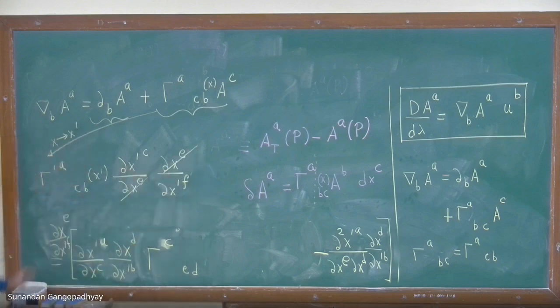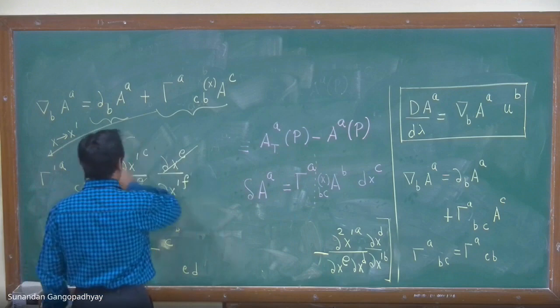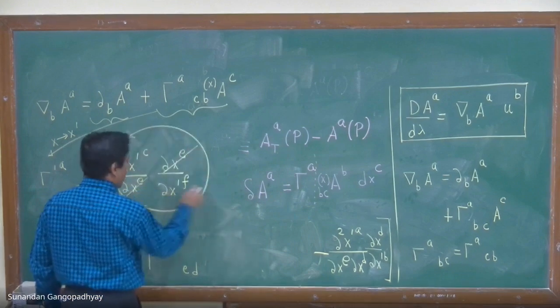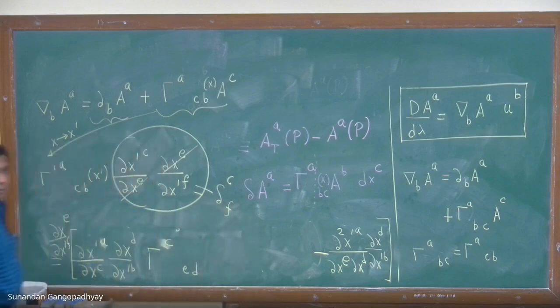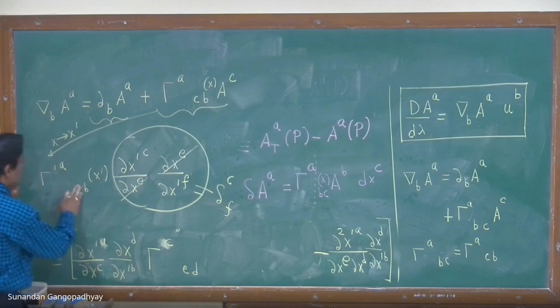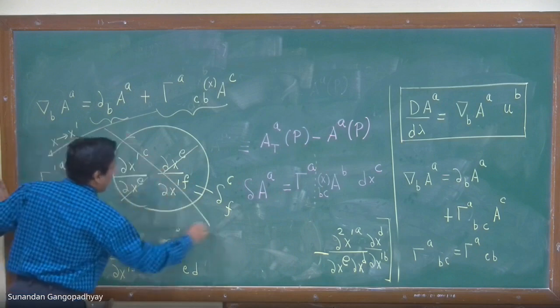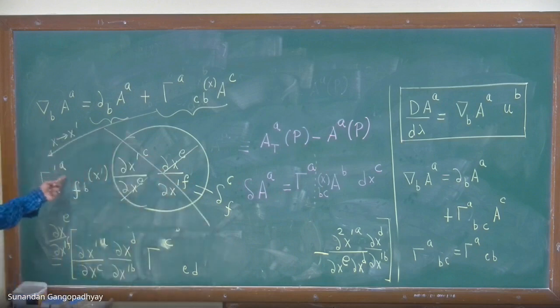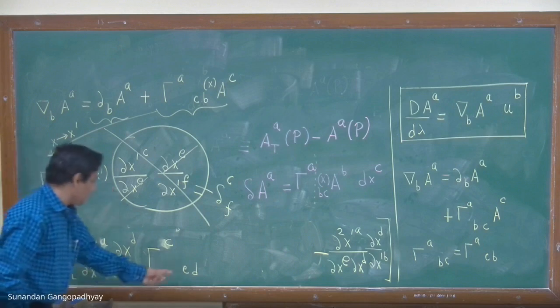Here you can see that it's gone by the chain rule. Del x prime c del x prime f is what? Delta c f. So delta c f, if you contract it with this, c will go out, this will become f. So this is also gone. So this full thing is gone. So you have gamma prime a f b prime, function of x prime, that is equal to this thing.